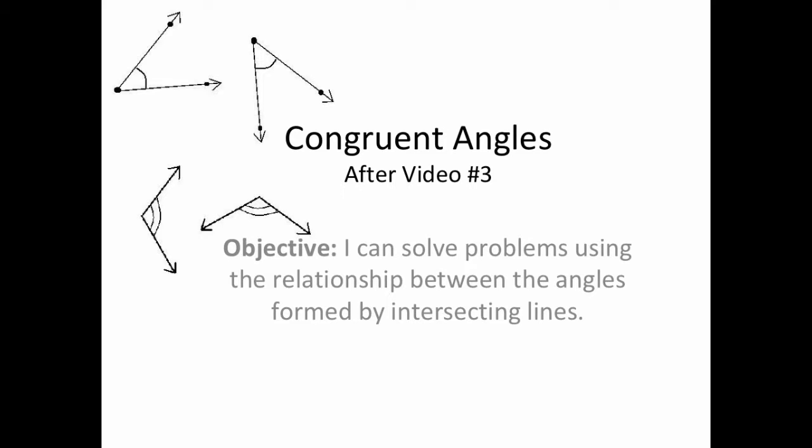Today's goal is I can solve problems using the relationship between the angles formed by intersecting lines. The other day we had this exact same goal when we were talking about complementary, supplementary, and adjacent angles. Today we're continuing to talk about special angles that are formed when we have intersecting lines.